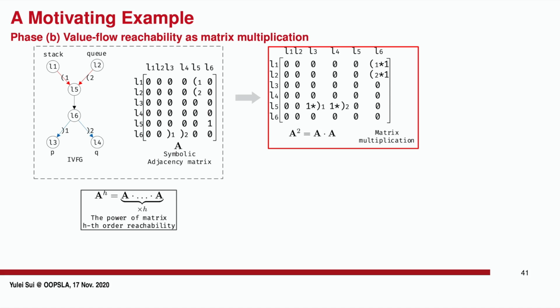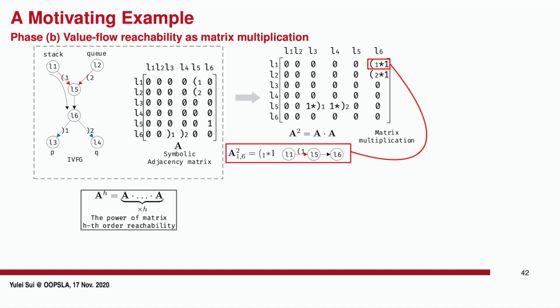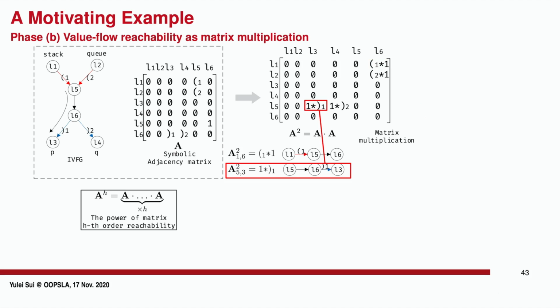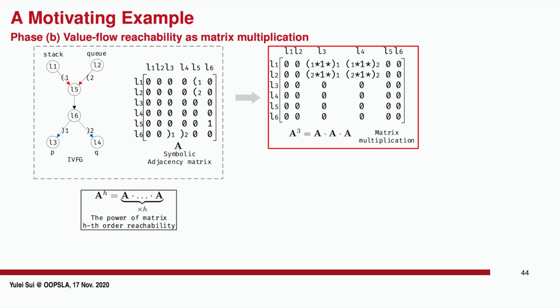For example, A to the power of 2 represents value flow reachability between any two nodes with a path length of 2. More specifically, the element at the first row and the sixth column of A squared represents a path of length 2 from L1 to L6. Similarly, A squared (5,3) represents a path from L5 to L3. Likewise, for the third power of A, each element in this matrix represents a potential feasible path of length 3.